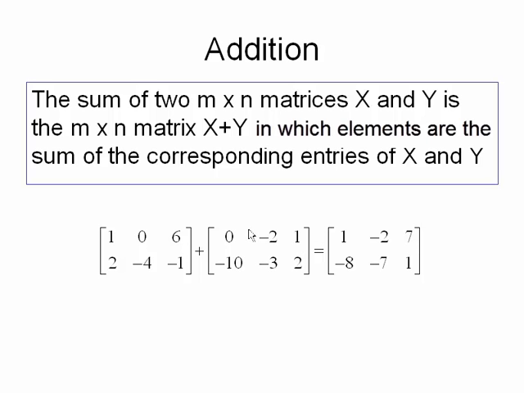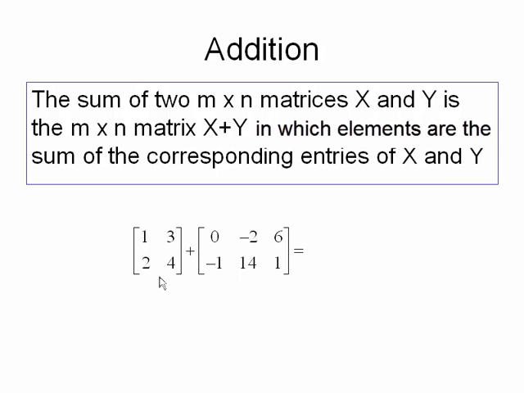If these matrices don't have the exact same size, then we just can't add them together and we say it's not possible. So for instance, if the first matrix is a 2 by 2 and the second matrix is a 2 by 3, since they don't have the same size, we just say it does not exist.